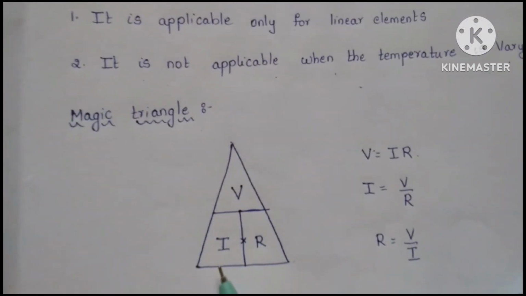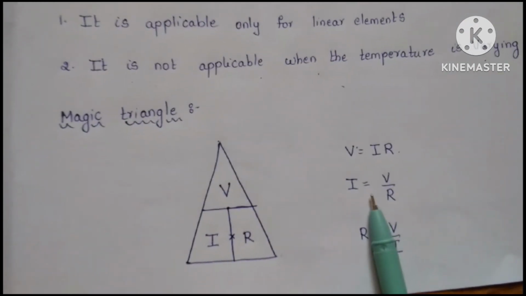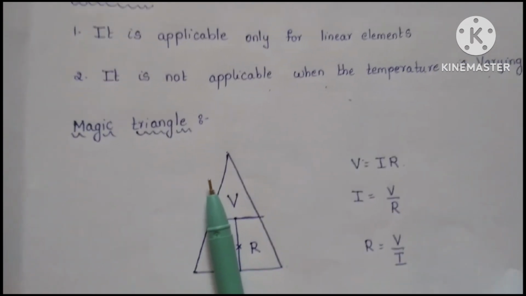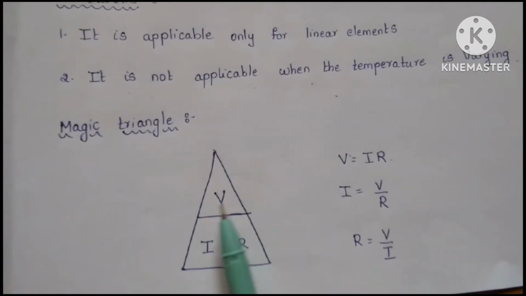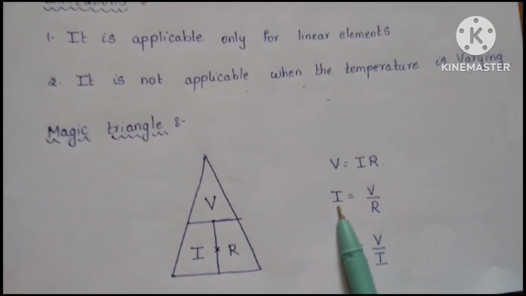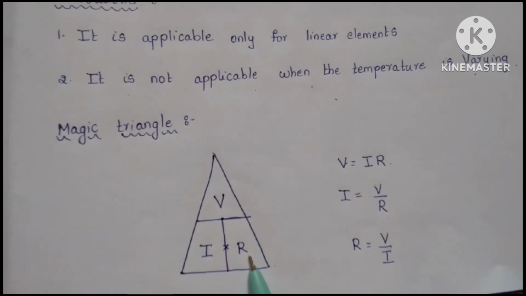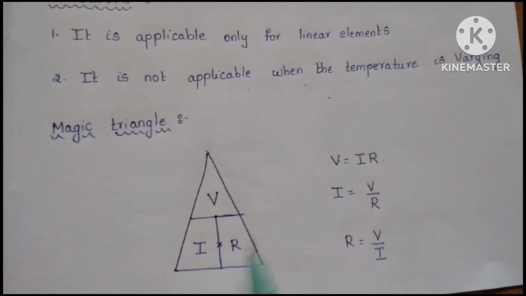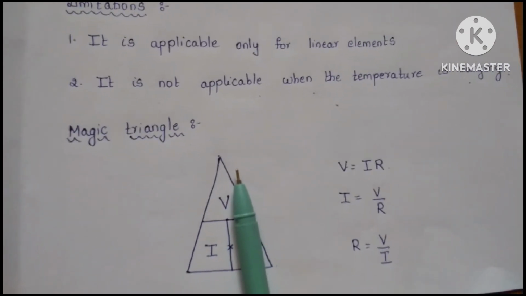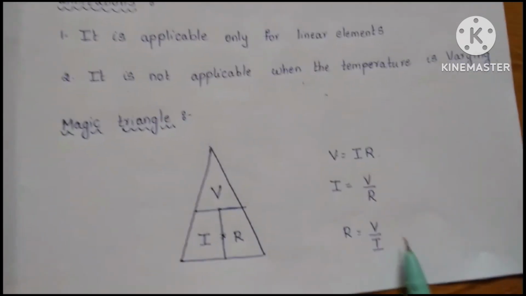If we want to write the equation for current, the current I is equal to, when we remove this I, V and R are represented as V by R. Therefore, we are going to write it as I is equal to V by R. When we want to write the equation for resistance R, if we close this, it is represented as V by I. Therefore, R is equal to V by I.